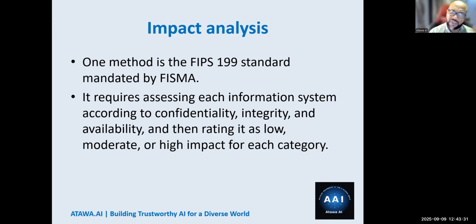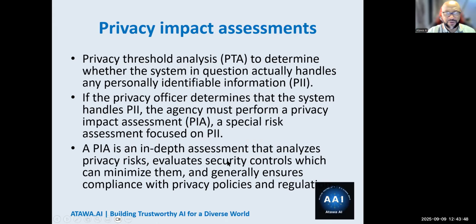One method for impact analysis is by the US government, mandated by FISMA. It's called FIPS 199. For this, you're basically going to assess information in the system based on the CIA triad that we covered in chapter 1, and then rate it as either low, moderate, or high impact for each of the categories. So this is usually used a lot for US government systems. When you're doing this, you also might need to do what's called a privacy impact assessment. But before doing that, you have what's called a privacy threshold analysis.